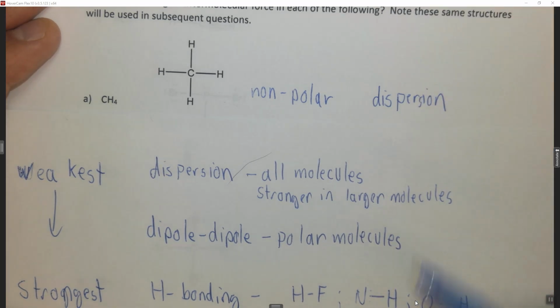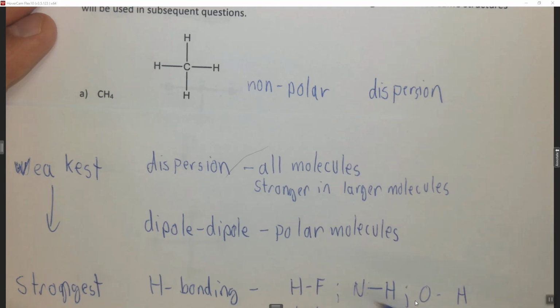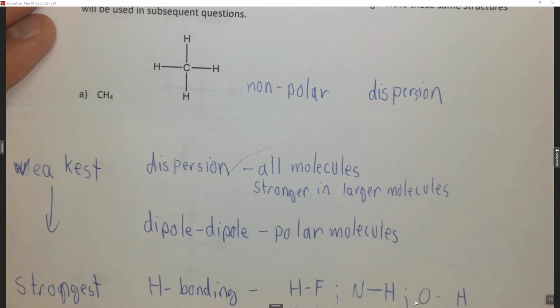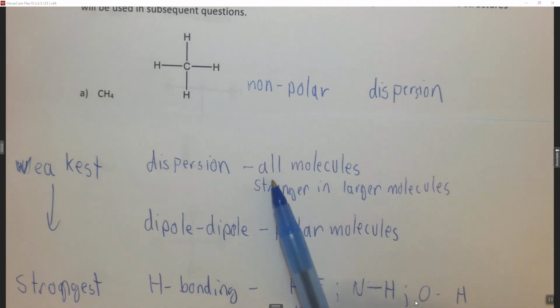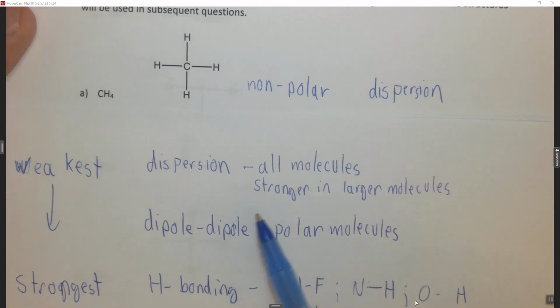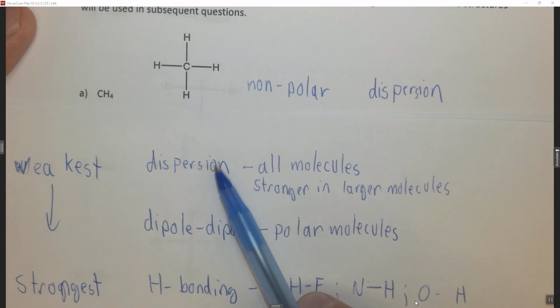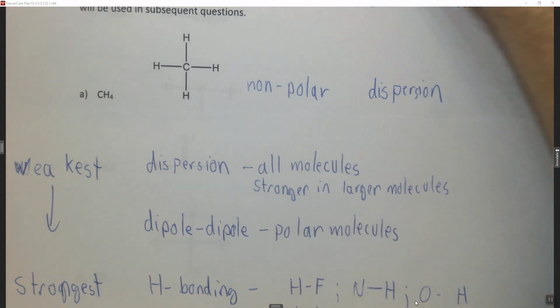Okay, if a molecule is nonpolar, it can't have hydrogen bonding, because if it has an OH, an NH, or an HF, it's going to be a polar molecule. So basically, you want to check to see if the molecule is polar. If the molecule is nonpolar, then the strongest intermolecular force will be the dispersion force.